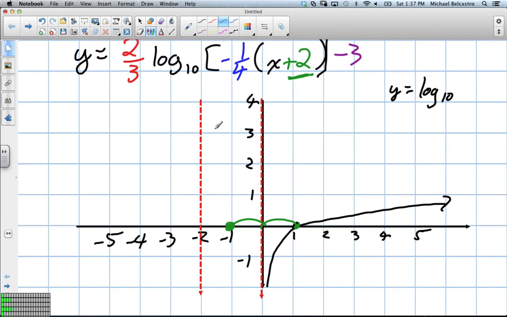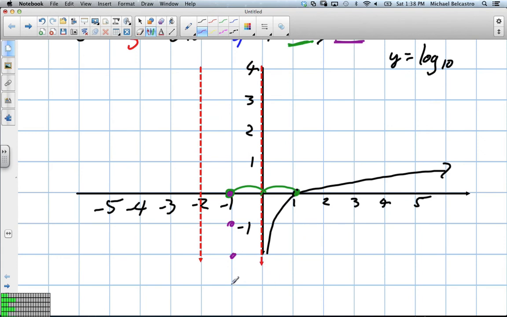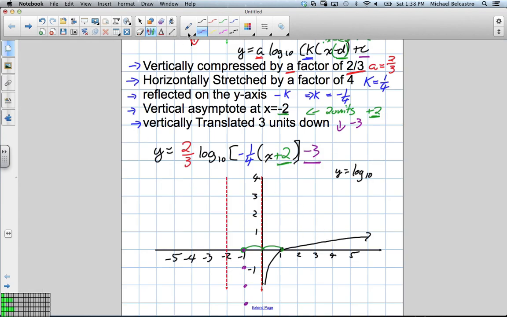Our other function here has been shifted how many units? 3 down. Because the whole thing's been shifted 3 down, our x-intercept is actually going to drop 3. Always think of it from the x-intercept as the point to move from. So we're going down 1, 2, 3. I should have made the graph a little bigger. That would in itself be just the horizontal and vertical stretches, so we'd now be coming through here, something like this.